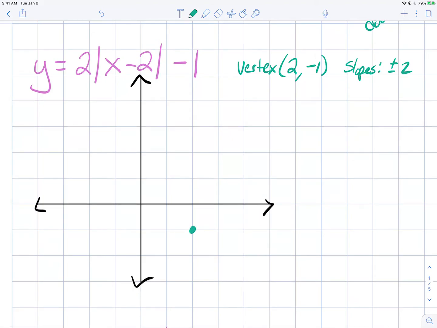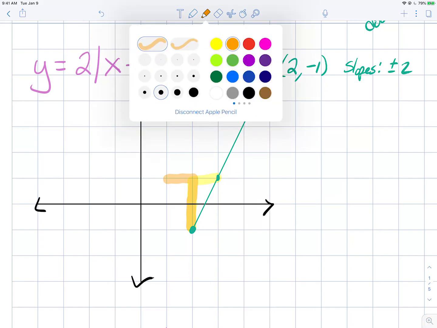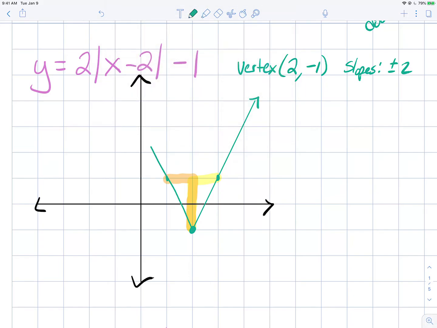And then my slopes. Now this is a positive 2 in front of my absolute value, so I know my v has to go up. So I'm going to count up 2, right 1, and here's one side of my absolute value. And then for the other side, I'm going to go up 2, left 1 to get the other side of my absolute value. And now I have graphed my absolute value equation.